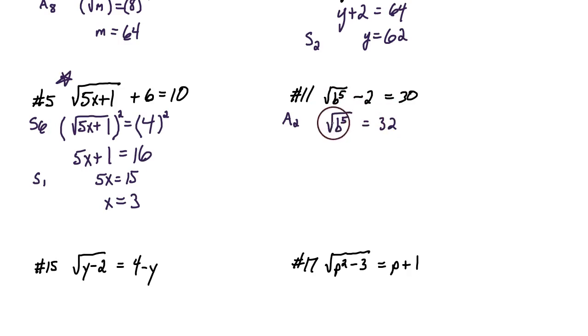Okay, now let's remove the square root by squaring both sides. We have b to the 5th on this side, and over here, whatever 32 squared is. With the help of a calculator, that's 1024. Now we want to remove the 5th power in order to get the b alone. To remove the 5th power, you take a 5th root.